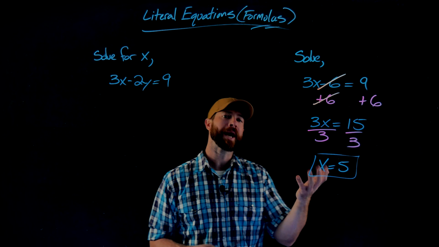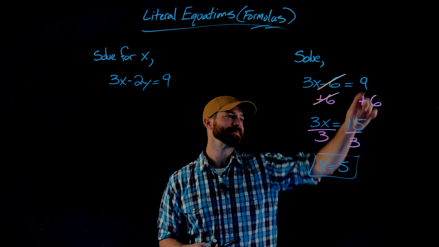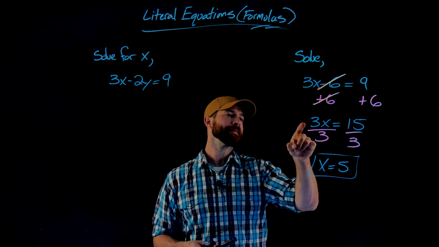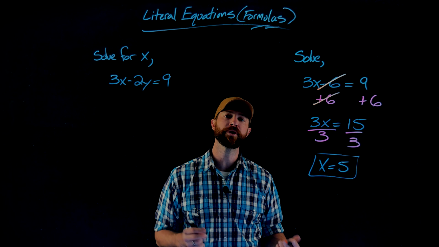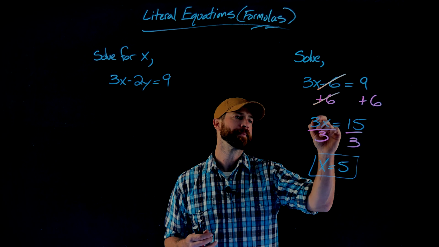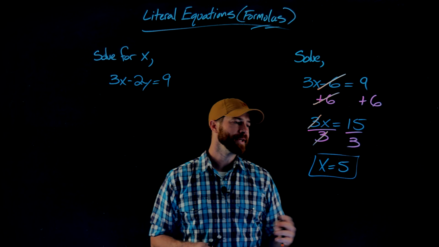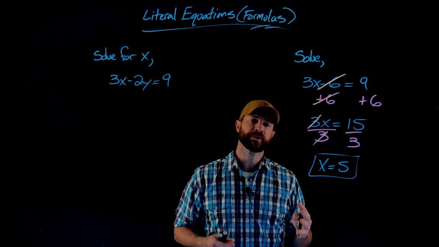When I do that, the right-hand side of my equation, I'm adding 6, becomes 15. Now I have 3 times x equals 15. I divide by 3 to undo the multiplication of 3, resulting in a final answer of x equals 5.